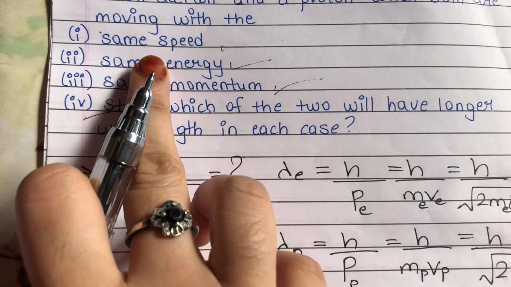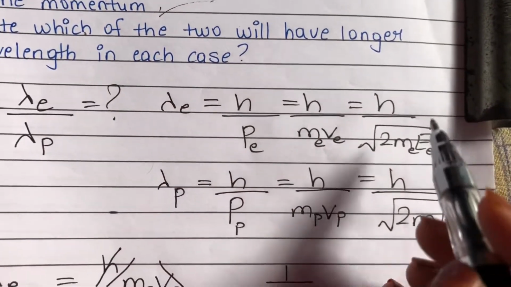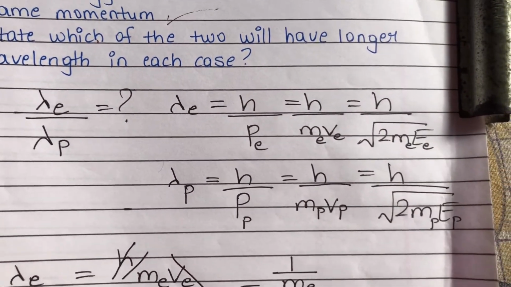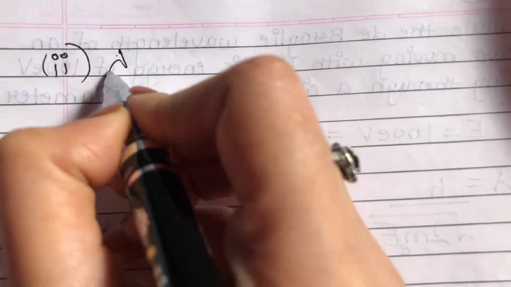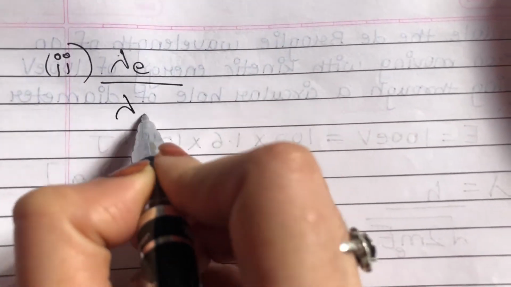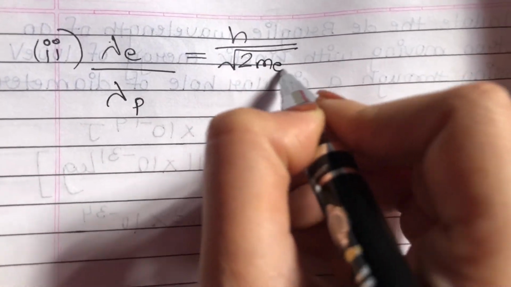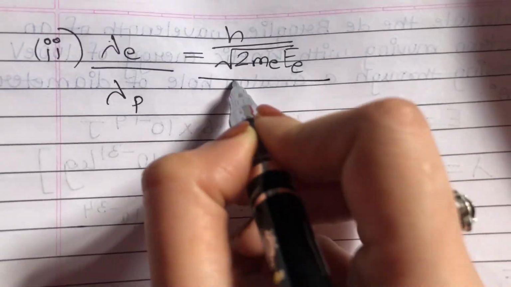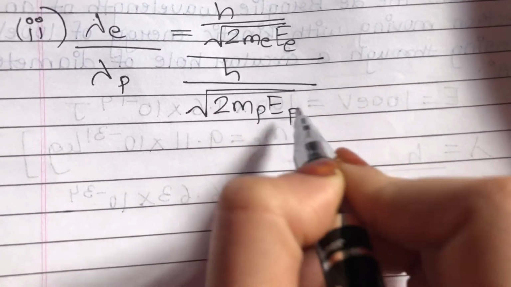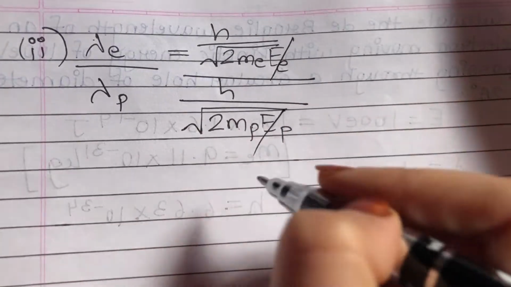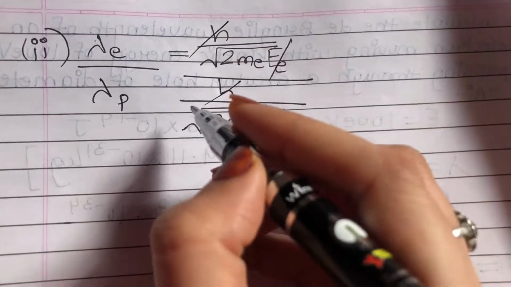Now second case, where they are talking about energies. So here is the formula for energy. We'll be using that formula. Second case, wavelength of electron upon wavelength of proton. Formula is h upon square root 2 mass of electron, kinetic energy of electron, upon h upon square root 2 mass of proton, kinetic energy of proton. Now what is same? Kinetic energies are same. h and h will get cancelled.